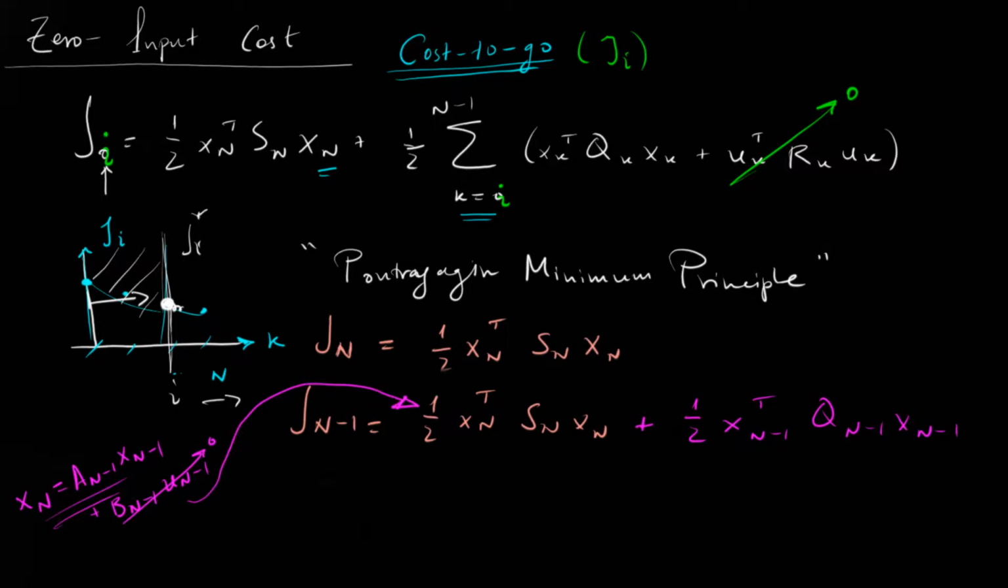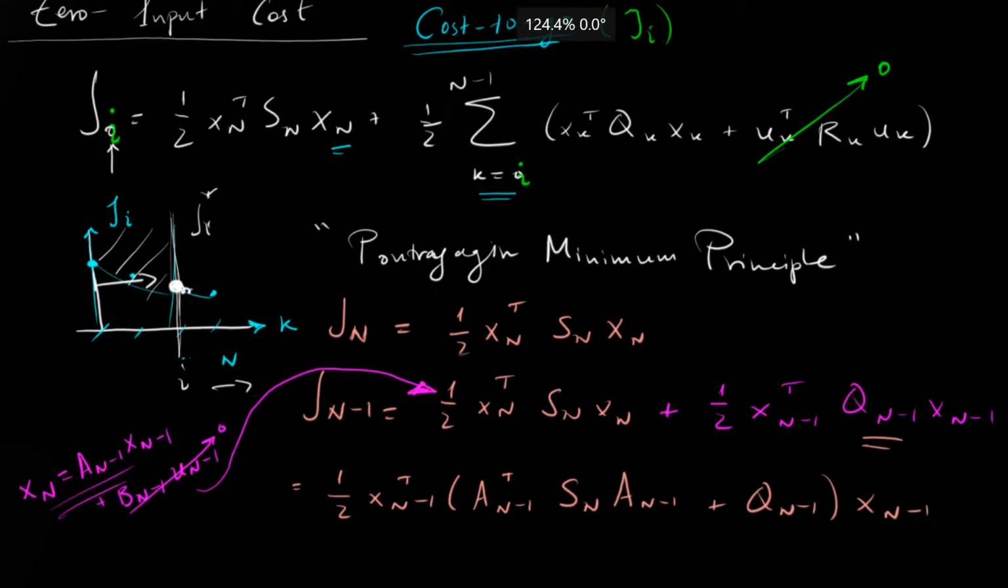And let's see what happens. Okay, let us see what happens here. Let me get a different color. Okay, so when I take the transpose, I will get at the end x_{n-1} transpose, because I'm replacing x_n. And then in the parentheses over here, I'm going to have A_{n-1} transpose S_n A_{n-1}, and then also the Q over here, plus Q_{n-1}. And this whole thing is inside this quadratic form. So look what's happening here. It's very interesting.